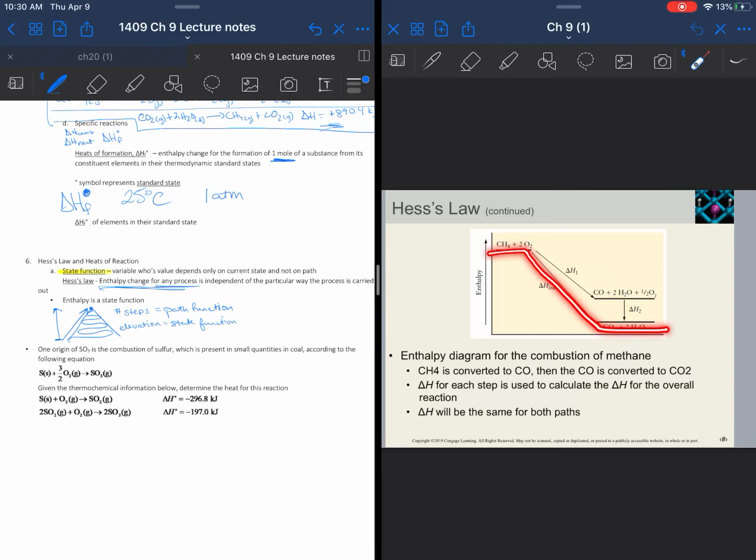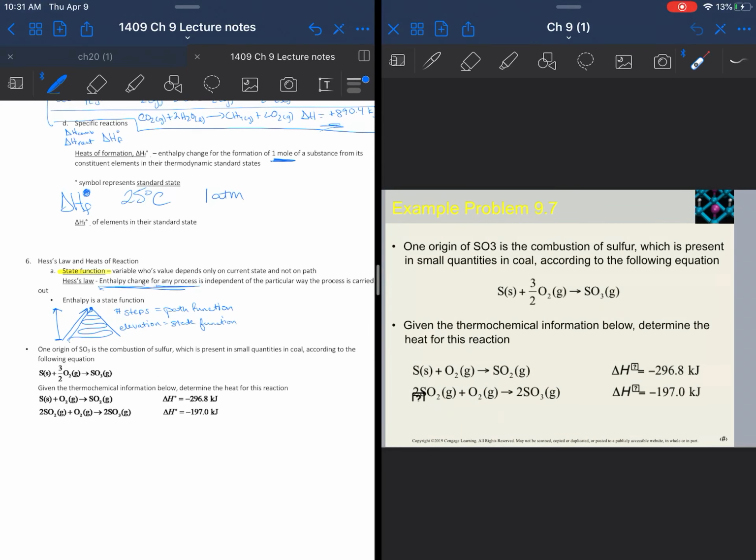Okay, we are going to solve this sulfur and oxygen problem in just a moment. You can see in this example the combustion of methane, right? Whether methane and oxygen react and immediately form CO2 and water, or if there's an intermediate step where you make CO, carbon monoxide, and then the carbon monoxide reacts to form CO2 and water, the overall delta H from starting material to products is going to be the same, whether you went straight there or you took a more meandering path.